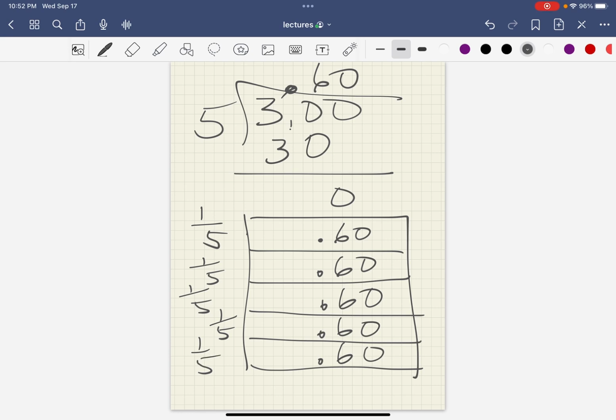So back to the problem, it says how much money is 3/5 of $3? So we would take 1, 2, 3. So we'd have 60 cents, either 60 plus 60 plus 60, or we can take 0.60 times 3, which would be equal to $1.80. So 3/5 of $3 is $1.80.